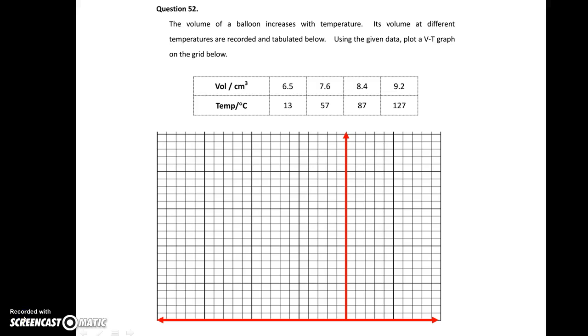Here comes the last question. Question 52. You are asked to plot a graph. First of all, let's start with the horizontal axis, the temperature axis. Then the vertical axis, the volume axis.